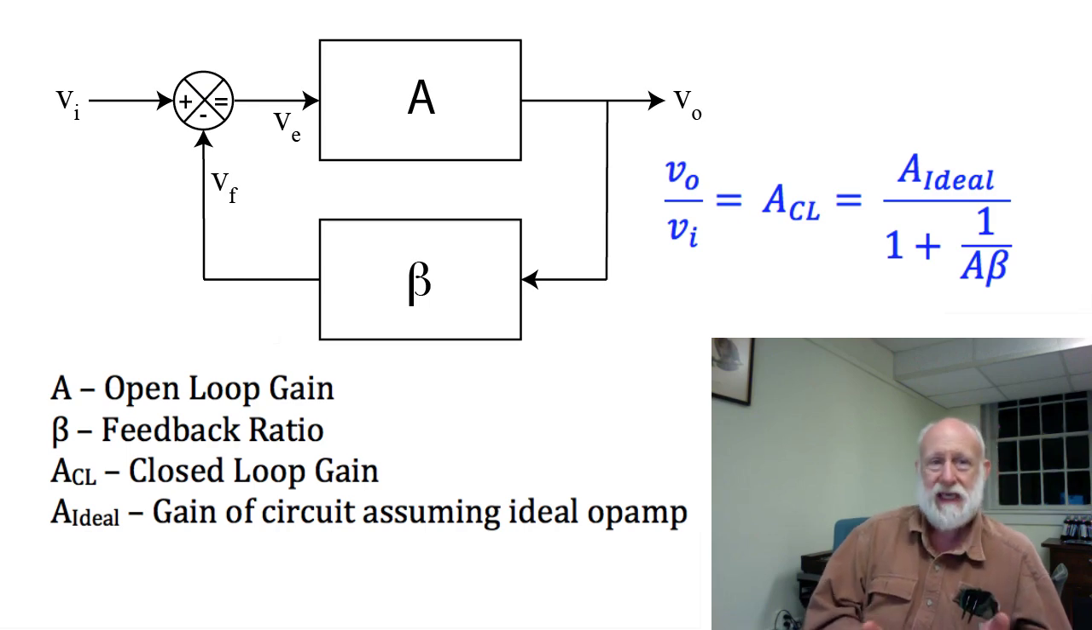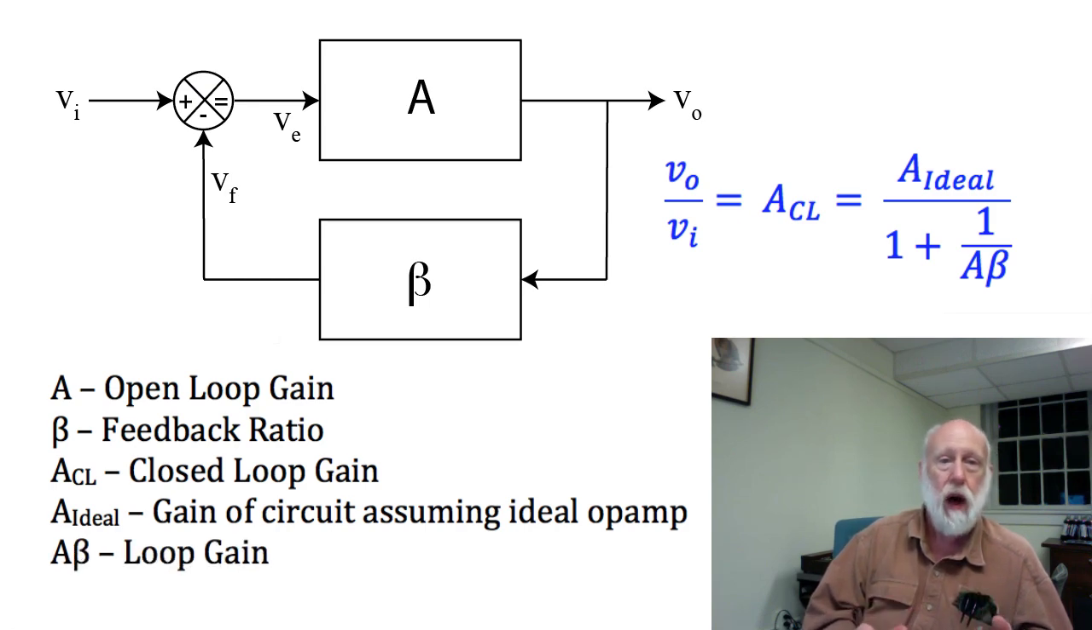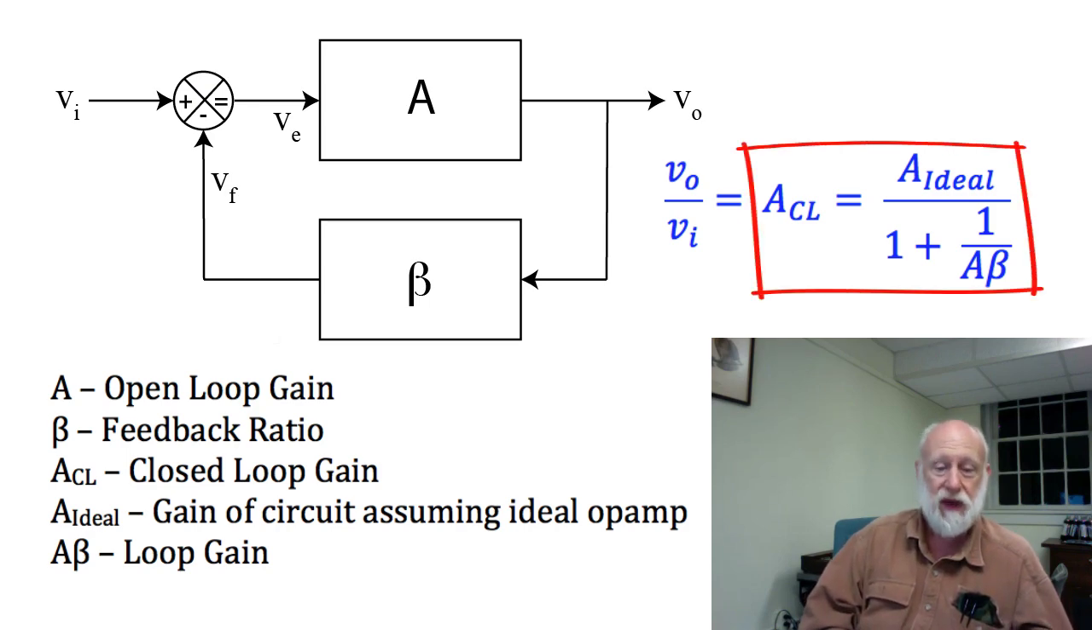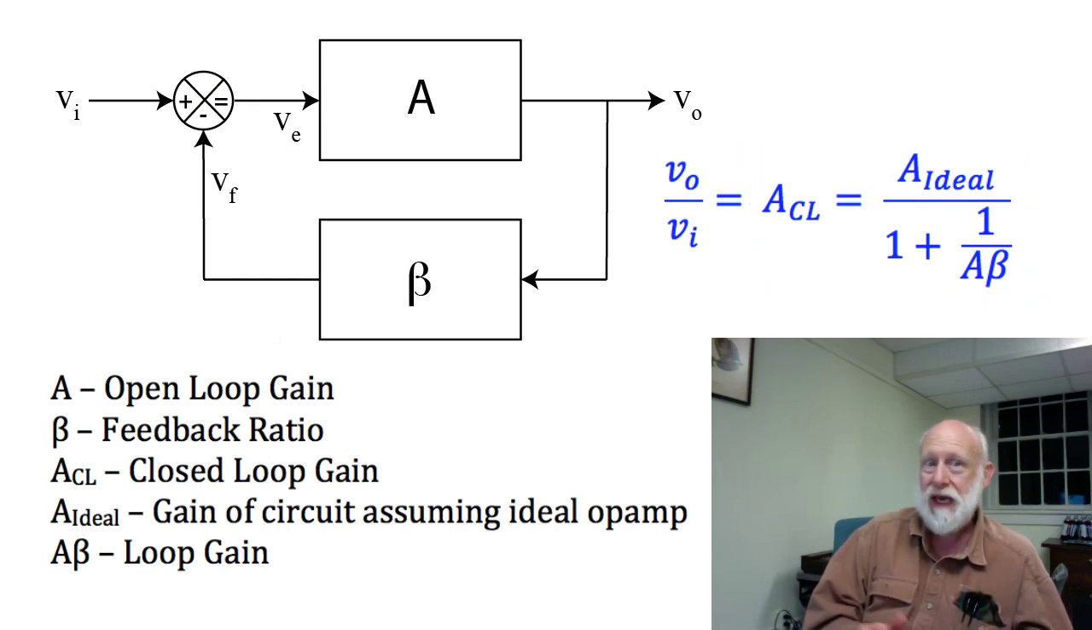Now, when you're analyzing situations like this, the term A beta pops up quite frequently, and it's convenient to give that term, A beta, a name, and that's called the loop gain. It's simply the product of the main gain stage times the gain, quote, gain, it may be less than 1, of the feedback element. So that's called the loop gain, A beta. Now this is a fairly important result, and it makes a lot of things fairly easy to figure out without having to analyze individual situations every time. So closed loop gain equals ideal gain divided by 1 plus 1 over the loop gain. And we will see that again in the next video.